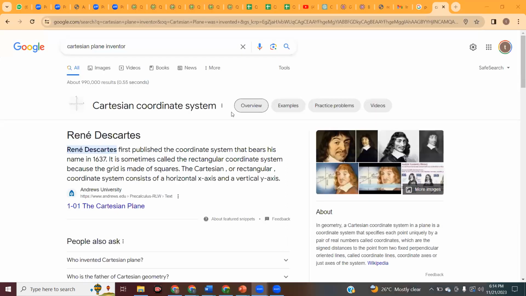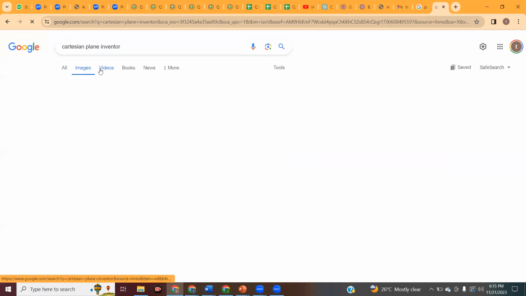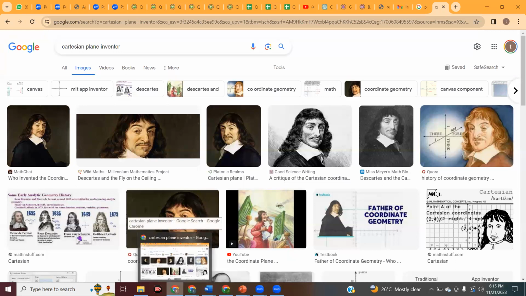His name was Rene Descartes. That's the guy right there. He first published the coordinate system that we use today, and it's called the rectangular coordinate system. So this is Rene Descartes. If you want someone to blame for mathematics, he's one of them, right? Rene Descartes.